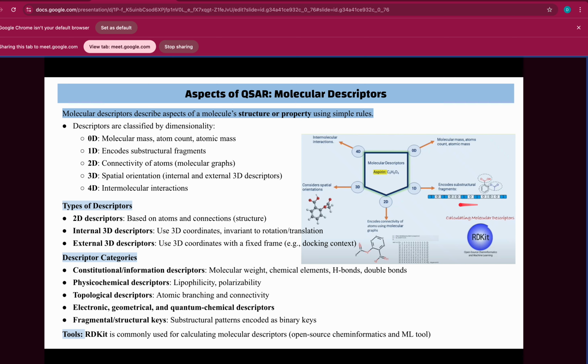So this 1D descriptors comes under this fragmental or structural keys, which gives you information about different fragments which are present in your structure. So based on it also we can identify or we can synthesize new drug candidates. So these are all the descriptor categories, and different tools which are used for calculating these descriptors are RDKit.